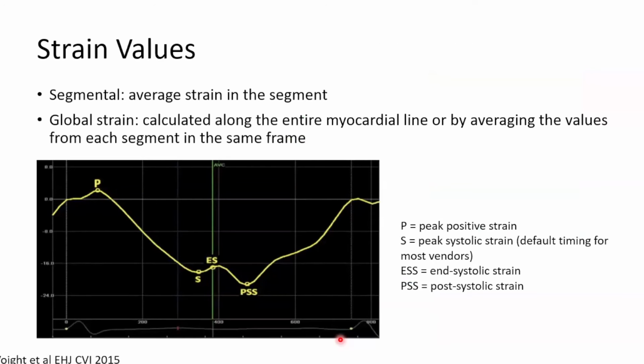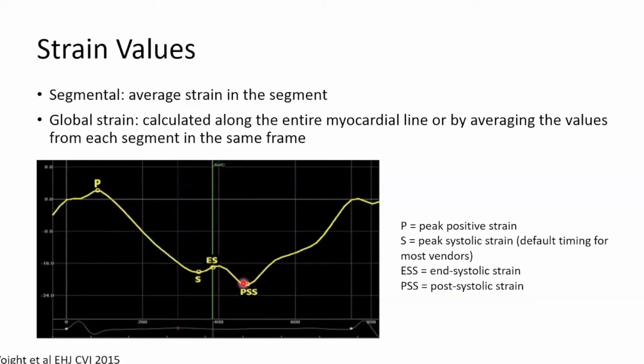It can calculate strain along the entire myocardial line that you've defined, or it can take all the segmental values and then just average them. Those, like I mentioned earlier, mathematically can give you different numbers if you've weighed your segments differently, if the segments don't have the same length. The other thing is that it can define the exact value in terms of the strain value. It gives you the global strain value.